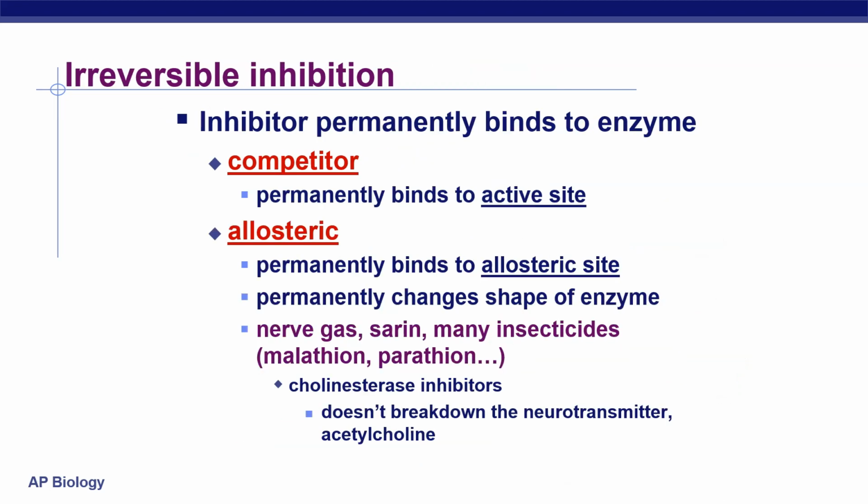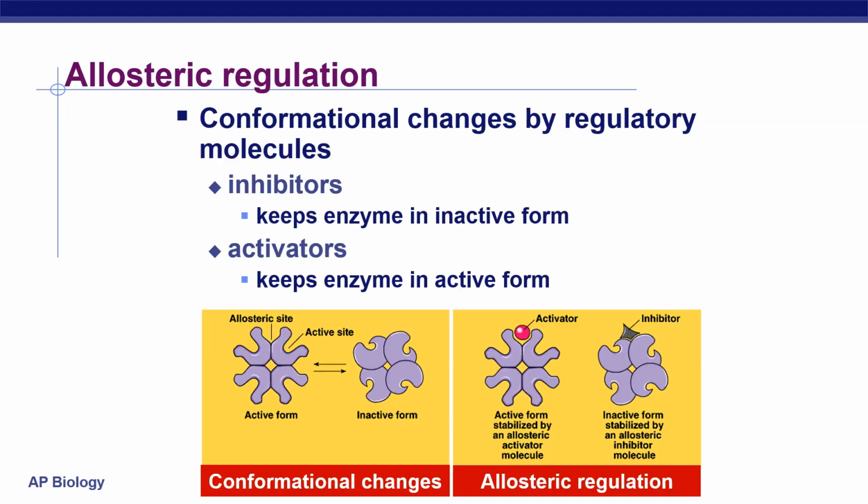Now, inhibitors can also permanently bind to an enzyme. Those can be competitive or allosteric. Things like nerve gas, sarin, insecticides. These all bind to the enzymes, basically prohibiting the breakdown of stuff like neurotransmitters, all sorts of nasty things. And there can also be allosteric regulation in general.